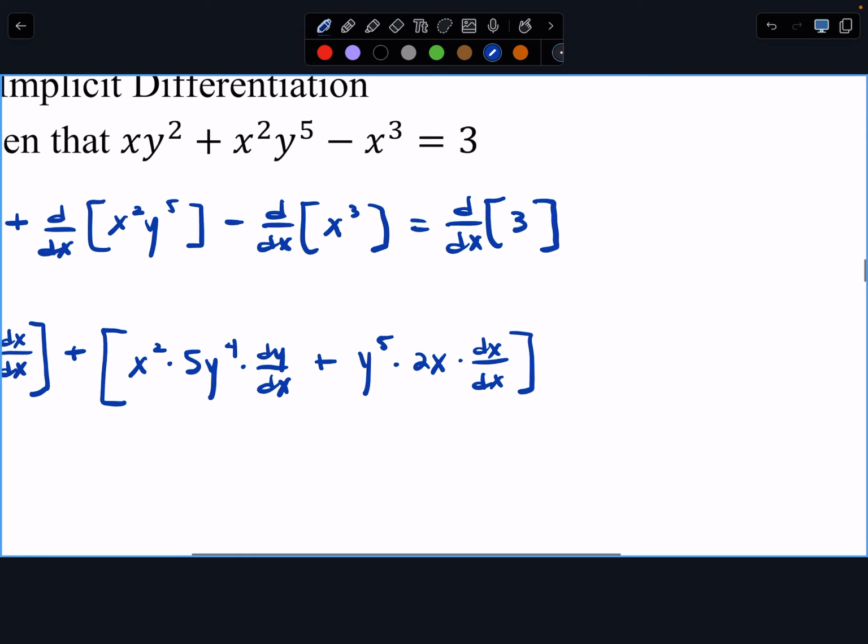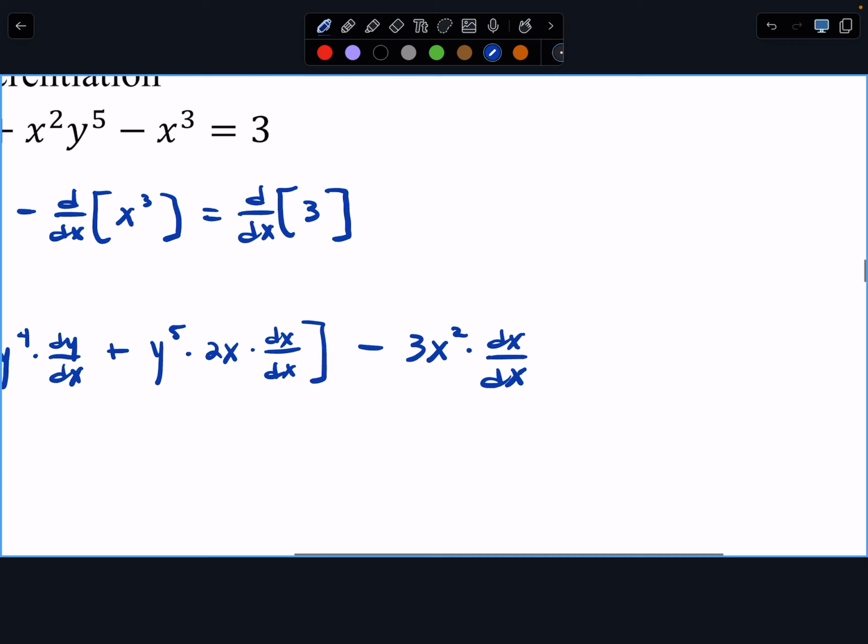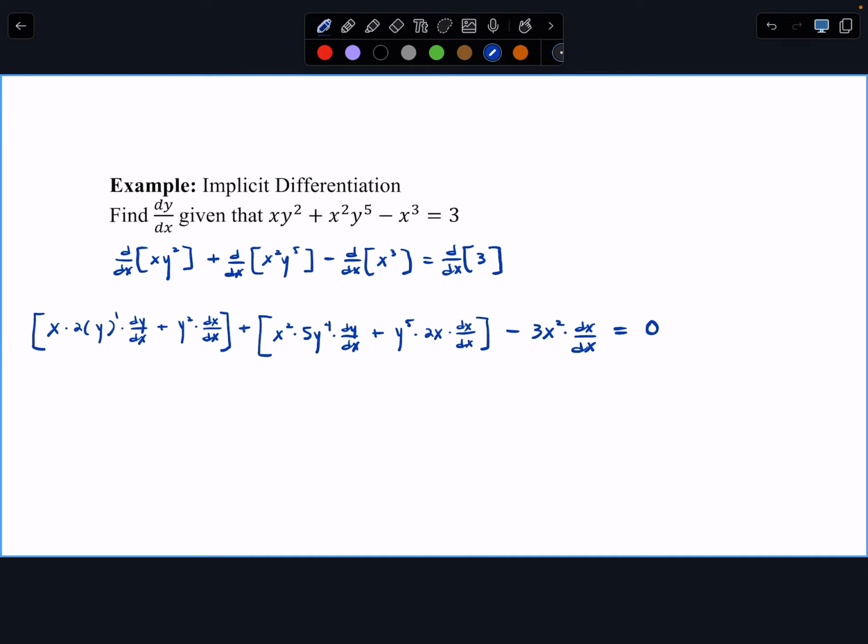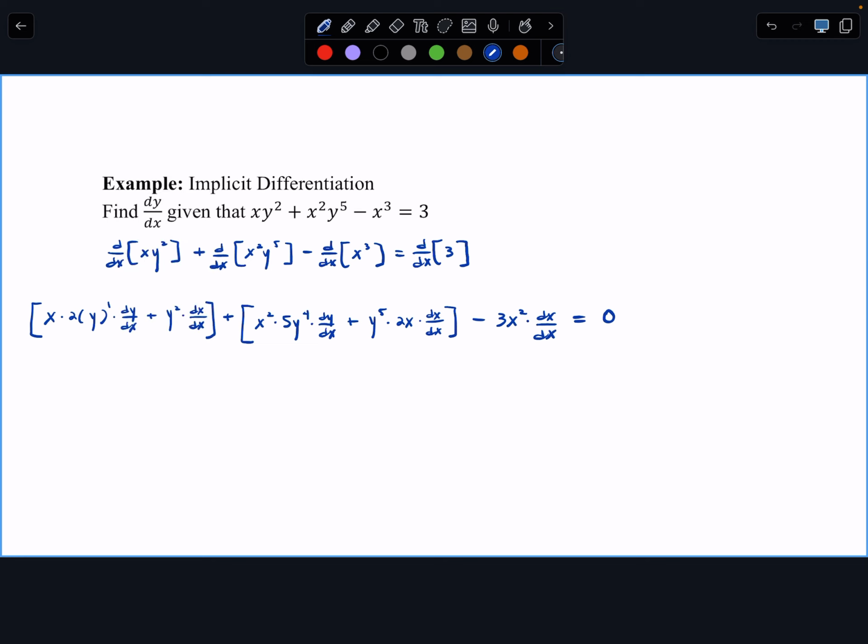Okay, end product rule. And then now you can either go, okay, I know I'm differentiating with respect to x. Derivative of x cubed is 3x squared. Or thinking chain rule, 3x squared times dx over dx. And then the derivative of a constant is 0. Okay, now we have just an algebra problem. So we can go ahead and solve for dy over dx. Right, so I want all my terms of dy over dx on one side. There are only 2 of them.